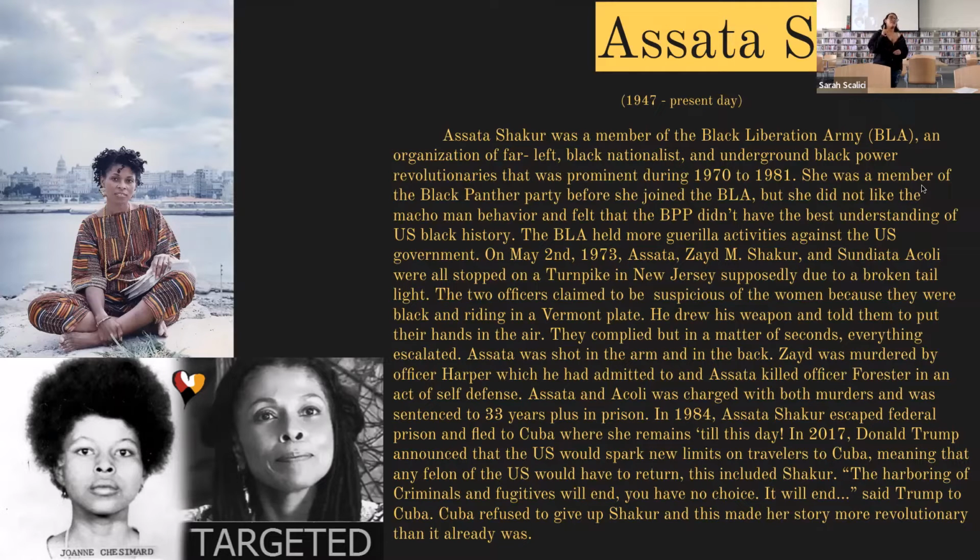In 2017, Donald Trump decided to announce to Cuba that they couldn't hold any felons from the US. If they were considered a felon in the US, they had to return home. But Cuba decided to say no, and they refused to give back Assata Shakur, which kind of added on to her legacy because it just shows how powerful a woman she was. So in this photo, you can see that she's wanted, and even to this day, she's still wanted. So I just wanted to show how powerful a woman she was in the photo, like you can tell, but she's also very peaceful as well. So she won't do anything until, I guess, agitated.